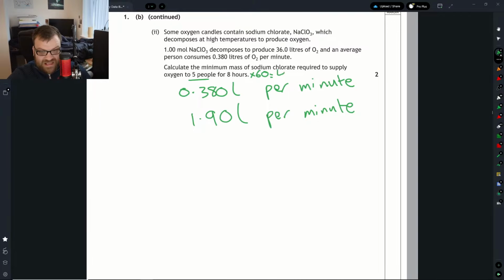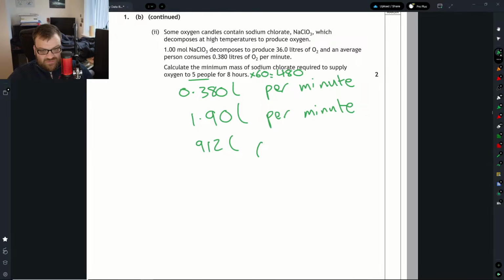Gives you 480 minutes. So I'm going to need to times that by 480. That's going to mean they're going to need 912 litres for the 8 hours. So I've dealt with all of that.